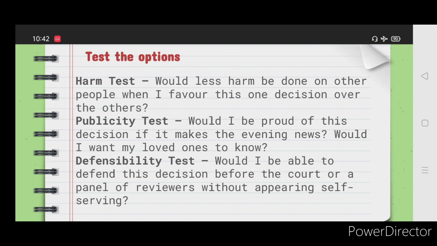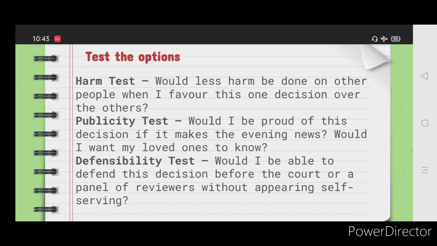So the publicity test would ask: Would I be proud of this decision if it makes the winning news? Would I want my loved ones to know? Okay, so in the publicity test, a person's actions manifest essential elements of his or her character. What we do reveals who we are. Okay, our actions provide others with a window through which they can view our character. Okay, so under this test, when I contemplate an action, I ask whether I would want to be known as the kind of person who would do this.